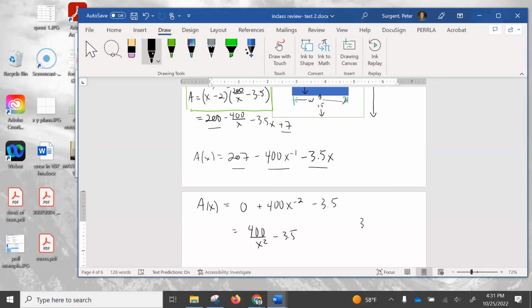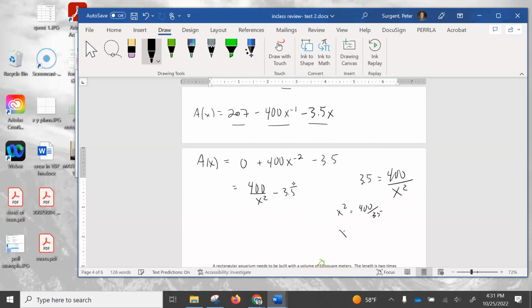Then we have to solve this. This doesn't look like it's going to work out very nicely, but that's okay. So x squared equals 400 divided by 3.5. And the x that I think is going to yield a maximum will be whatever this is. That's about 10.7. That's what I get. Inches.